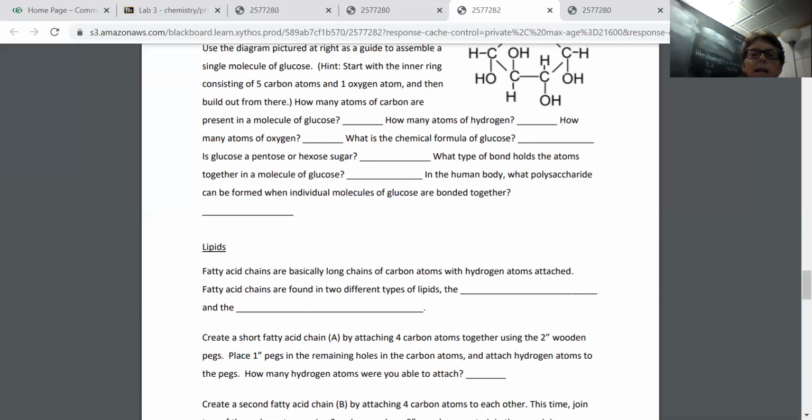In the human body, what polysaccharide can be formed when individual molecules of glucose are bound together? When your blood glucose level goes up and you have excess glucose, your liver will actually convert that excess glucose into a storage form of carbohydrate, which is called glycogen. The glycogen is then stored in the liver. When your blood glucose levels go down, the liver will convert the glycogen back to glucose and release it to the blood.